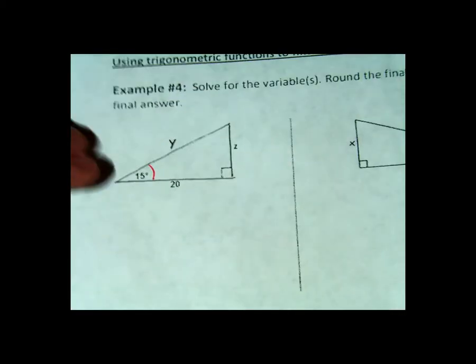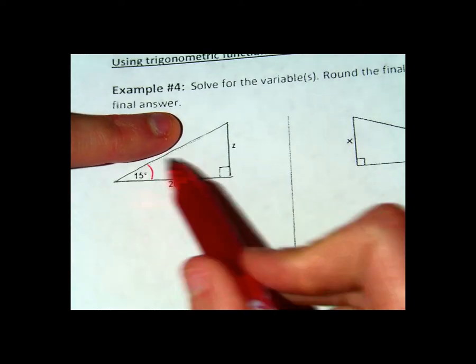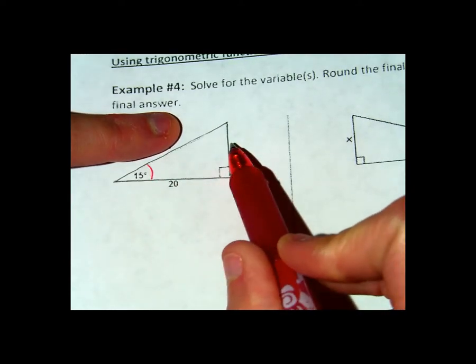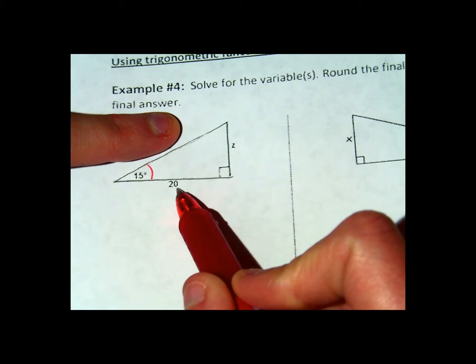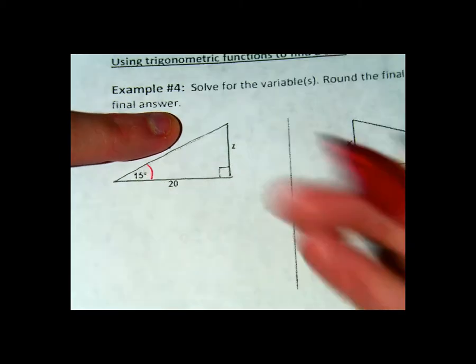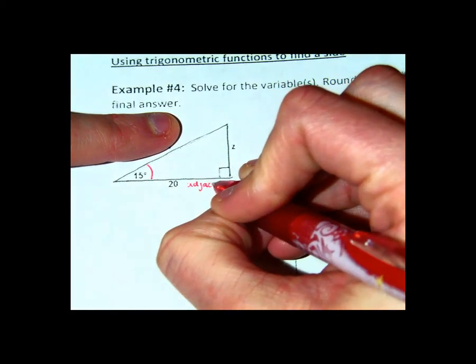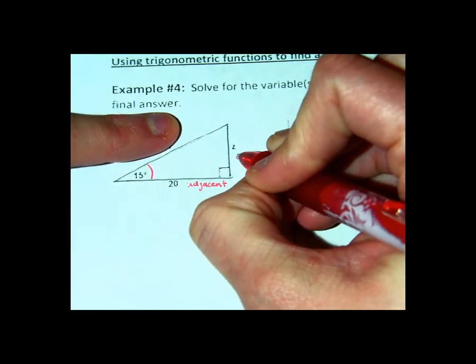Z, okay, you said Z is easier, so sure, let's start with Z. Here is what I need to know. I don't care about Y right now. So I'm finding Z. I have an angle, and I have this side, and I'm looking for this side. If I'm looking specifically at this angle, the one that's given to me, what is 20 compared to that angle? That is adjacent, okay? I'm just writing that for the benefit of those who have not done this before. What is Z compared to that?